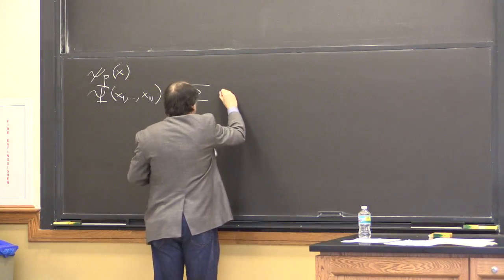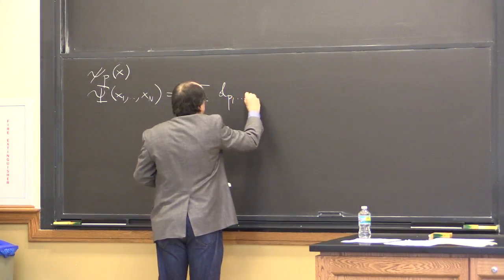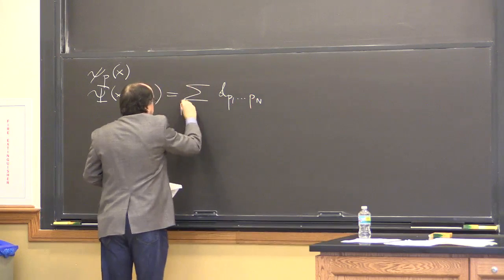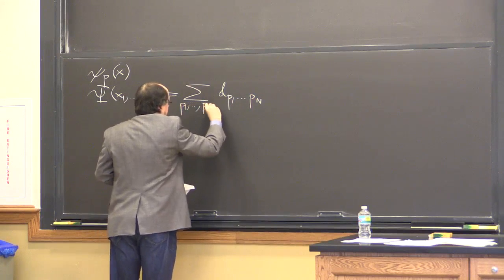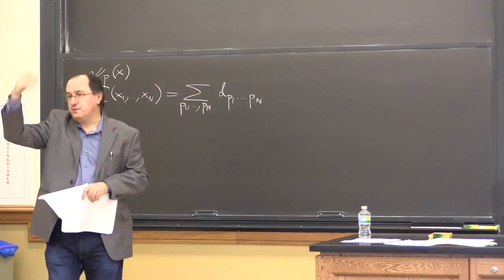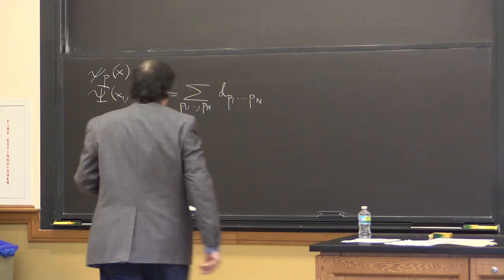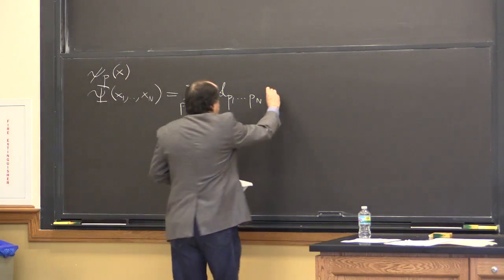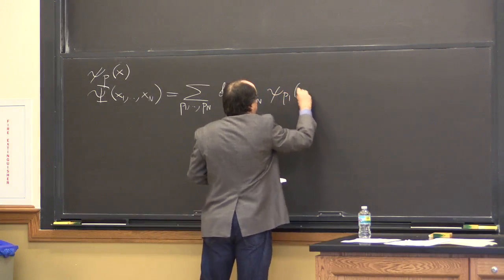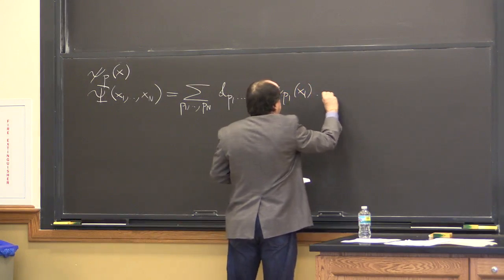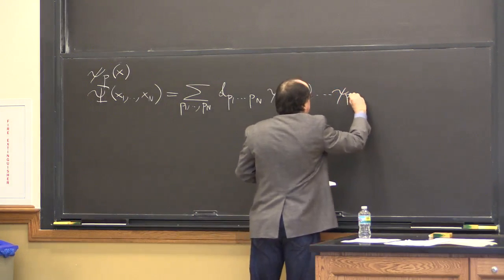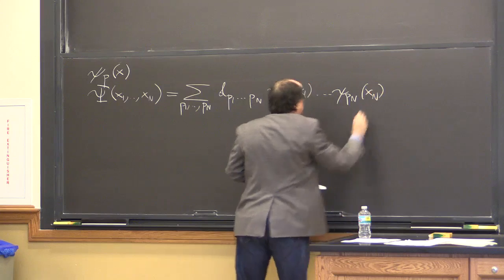I have some coefficients, I'm going to call them d, labeled by indices p1 through pn. And they run over all the p's, from 1 to the size of your basis, say infinity, if you're using an infinite basis set. And then we have products, psi p1 x1 through psi pn xn. Okay?